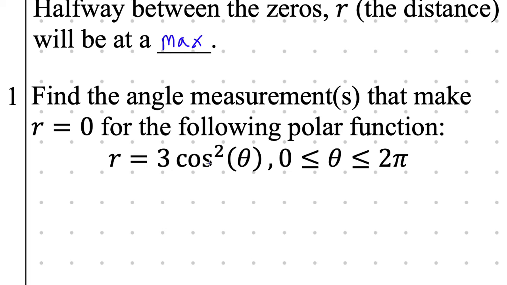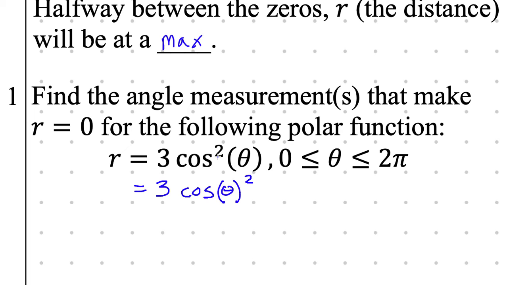Remember that this is the same thing as 3 cosine of theta to the power of 2. That 2 on the outside, we usually leave it on the inside like that. But really, you need to be thinking of cosine of theta, squared, and then multiply that by 3. How do I make that thing equal to 0?